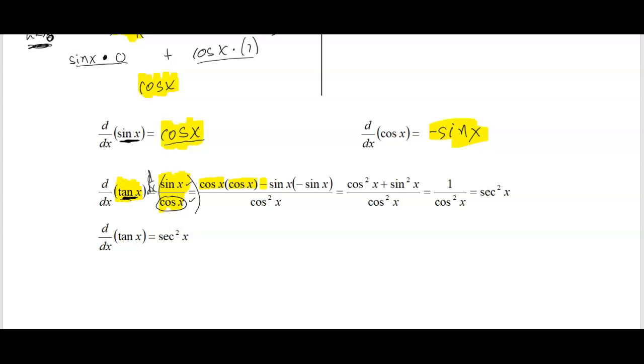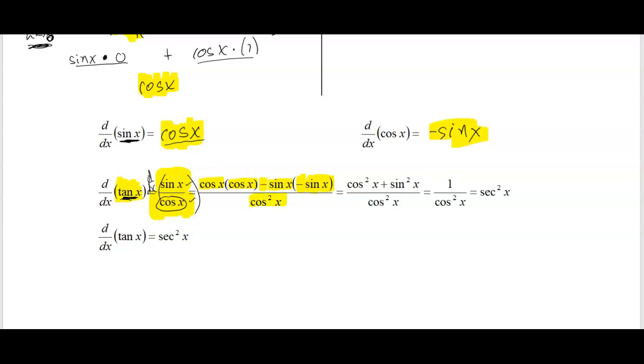Quotient rule, we subtract, so that's where this minus sign comes from. We then leave the numerator alone. The numerator was the sine of x over here, so that's why this remains sine of x. And then we have to take the denominator's derivative. Here's our denominator. The derivative of cosine is this negative sine of x. Then all of that gets divided by your denominator squared. So this is our denominator getting squared.